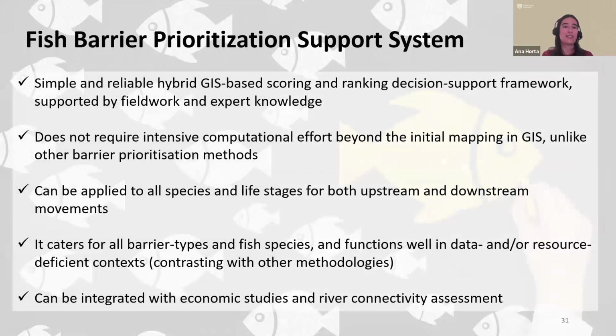It's basically a very simple and reliable spatial or GIS methodology, because you can combine both quantitative data and also expert knowledge and local knowledge. It doesn't require a lot of computational effort. I think this is still an important aspect these days, although again, things are changing. It's quite straightforward. You might need someone knowing a little bit of GIS to be able to do it, but it's quite straightforward to implement. It can be applied to all species and different life stages, capturing both upstream and downstream movements. And it also caters for different types of barriers, like I said, small to large barriers. And most importantly, it can be integrated with economic studies and also river connectivity assessments.